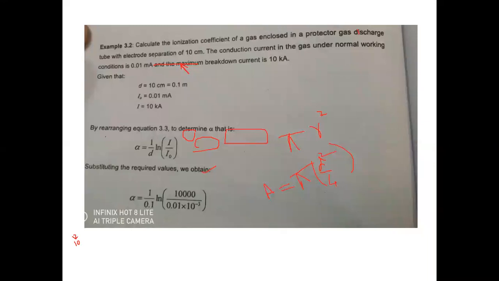Okay, now this is actually the example related to the Townsend theory. In the Townsend theory, the formula of Townsend was I is equal to I naught e raised to the power alpha d. Remember? Okay.